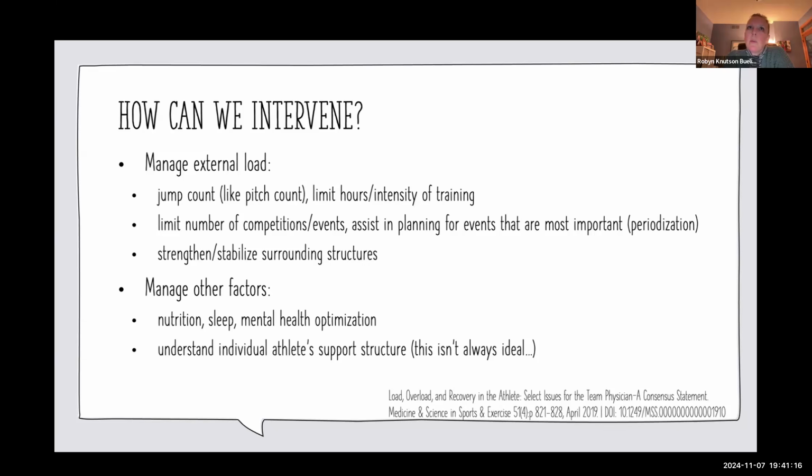And then helping to find ways to manage the other factors: the nutrition, the mental health, sports psychology, understanding that sometimes your athlete's support structure is not as ideal as you want it to be. And that can include their parents and their coaches. And so sometimes you have to ask the question, do you want to skate right now? Sometimes they don't. I have one right now who is super enjoying the fact that she's not allowed to skate, or that she told me she doesn't want to be allowed to skate.